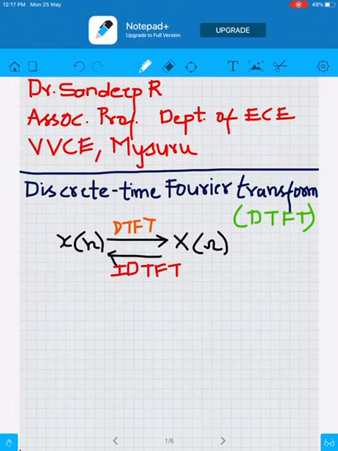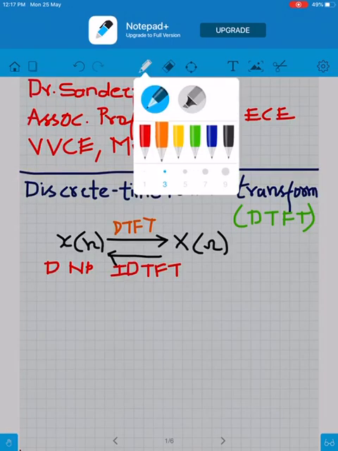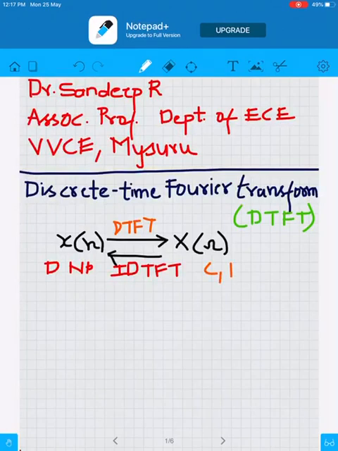Today's topic of discussion is Discrete Time Fourier Transform, in short represented as DTFT. This is a mathematical tool used to apply a transformation on a discrete and non-periodic signal x of n into a corresponding signal, say x of omega, which is continuous and periodic. So DTFT is a mathematical tool used to apply transformation on x of n to obtain x of omega.